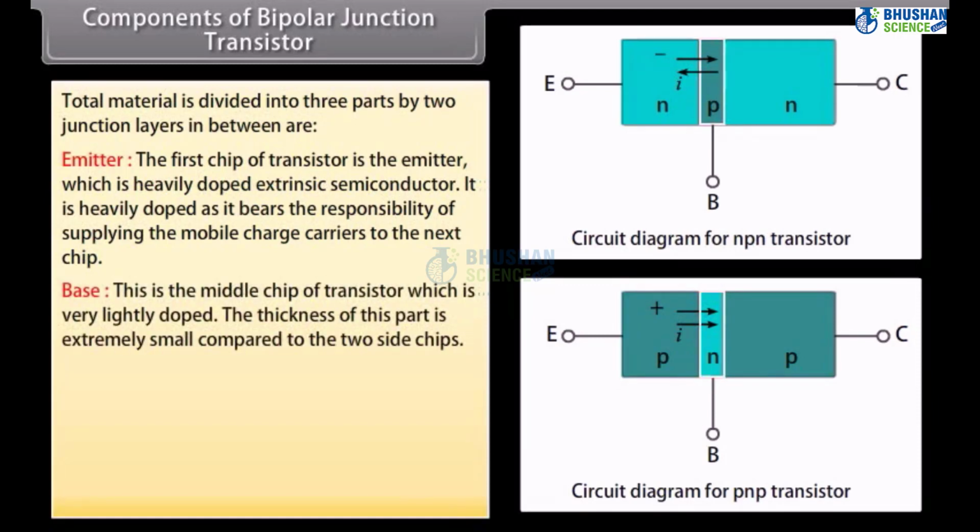Base. This is the middle chip of transistor, which is very lightly doped. The thickness of this part is extremely small compared to the two side chips.